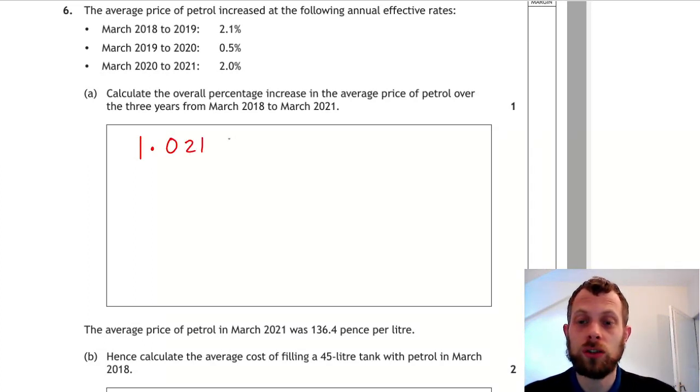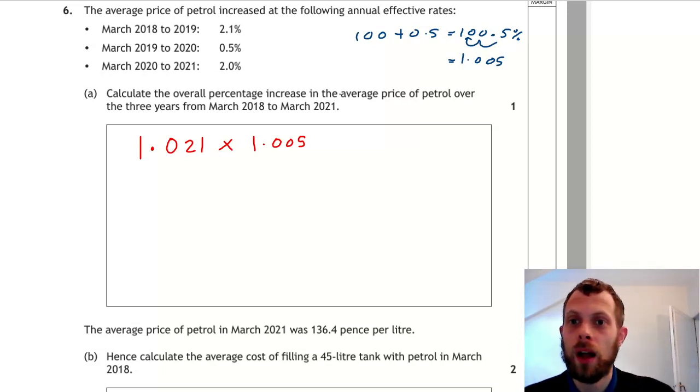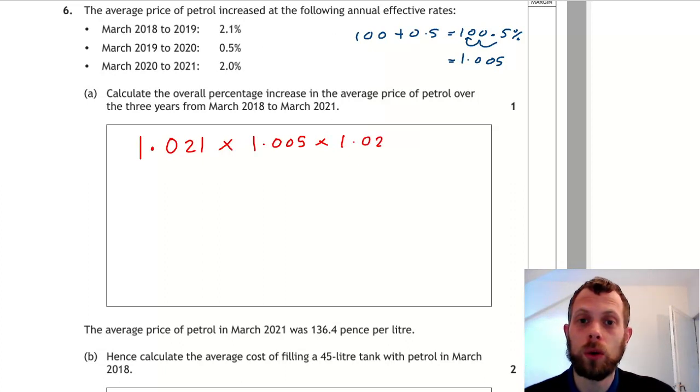1.021 for an increase of 2.1%. 1.005 for an increase of 0.5%, and if you're unclear where that comes from, you do 100 plus 0.5 to get 100.5%. Then divide this number by 100, decimal place moves over 2 places in between the 1 and the 0, so it's 1.005. And then for a 2% increase times 1.02.